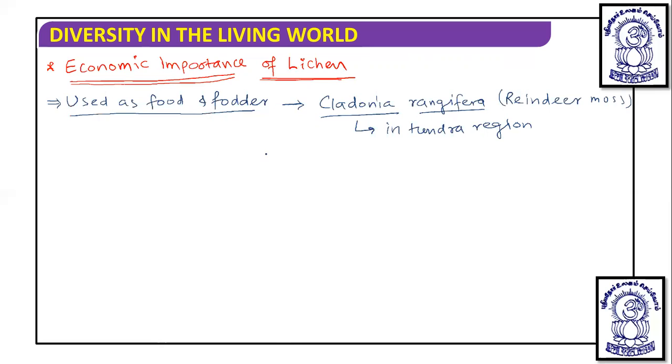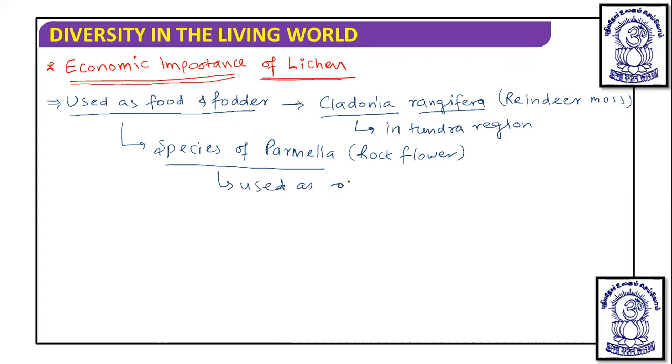Apart from this, another example used as food is rock flower, that is a species of Parmelia known as rock flower. This species of Parmelia is used as food in South India, and its species are also used as curry powder in India.